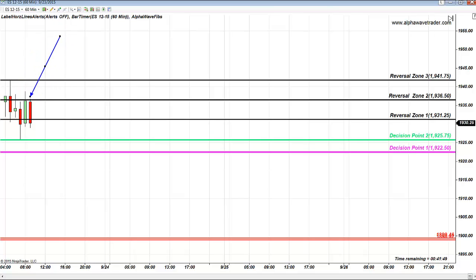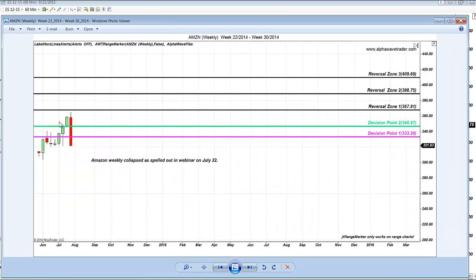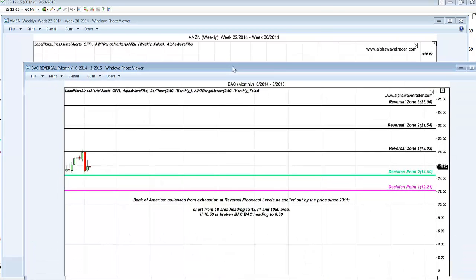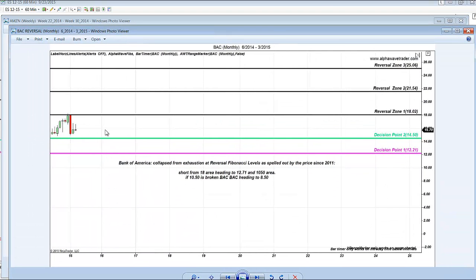Few reminders. Very, very powerful. Let's take a look. Did you know a year ago to get out of Amazon? Take a look. Looks familiar? Did you know a year ago to get out of Bank of America? Oh no! Complete collapse.